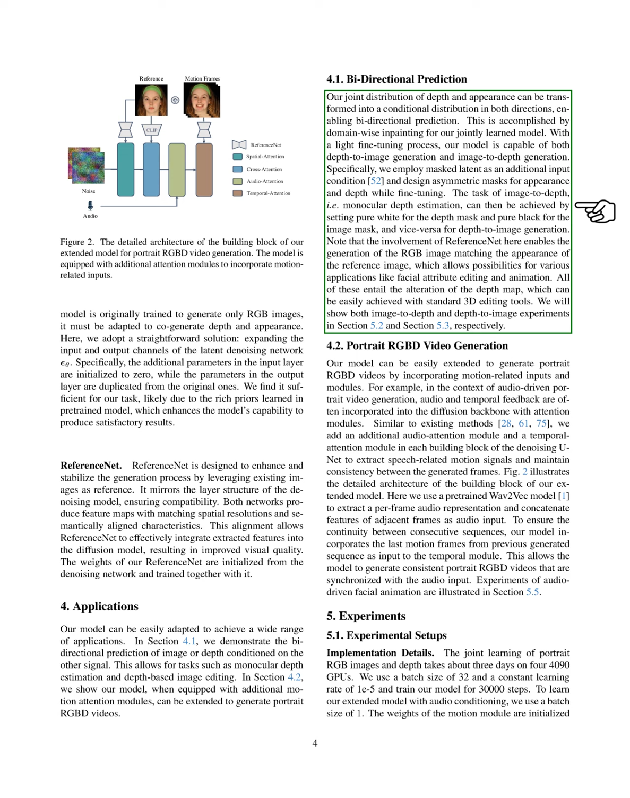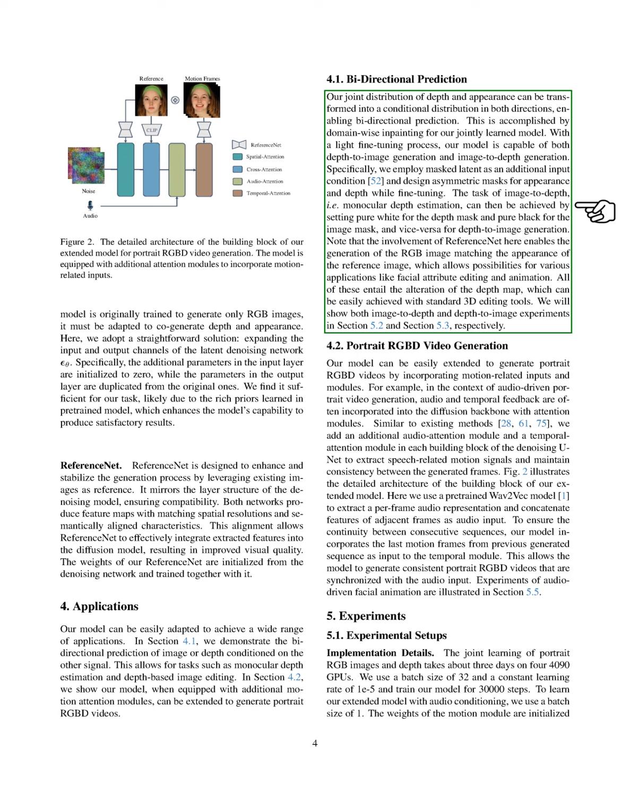ReferenceNet helps generate RGB images that match the reference image's appearance, allowing for applications like facial attribute editing and animation, which involve modifying the depth map using standard 3D editing tools. We will present experiments for both image-to-depth and depth-to-image in the following sections.